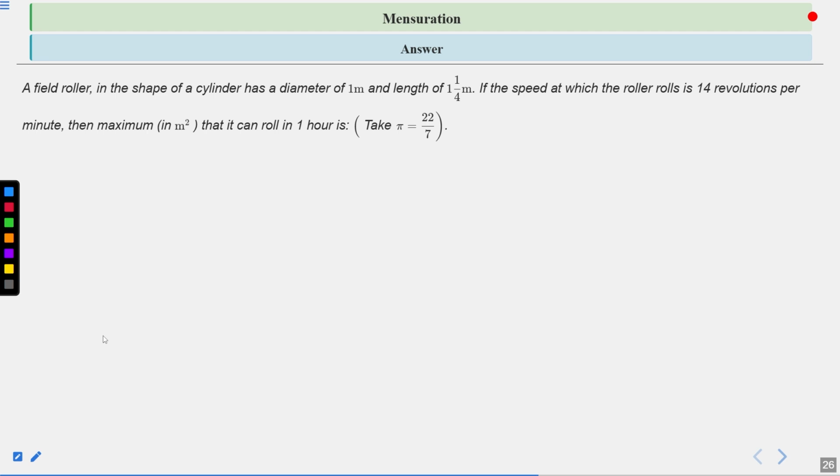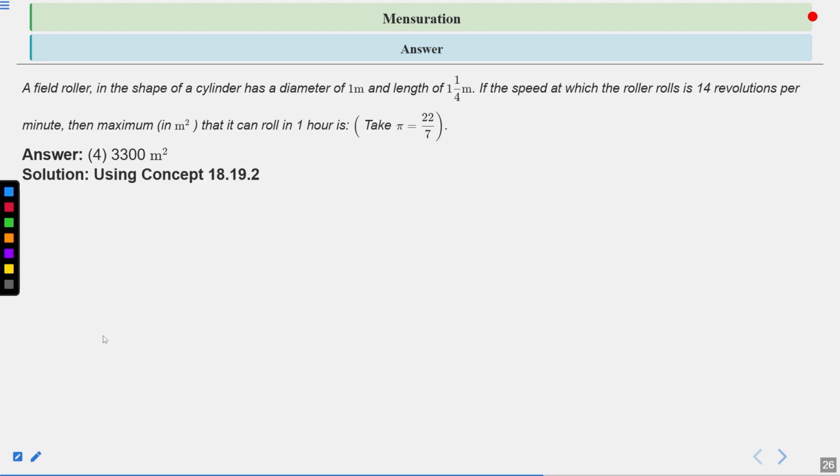So the question says that a field roller in the shape of a cylinder has a diameter of 1 meter and length is 1 and 1 by 4 meter. So we have the diameter, so we can get the radius. Now the question says that if the speed at which the roller rolls is 14 revolutions per minute, then what is the maximum area in square meter it can roll in 1 hour. So we can calculate it by using the formula. So the correct answer of this question is the fourth one, which is 3300 square meter.